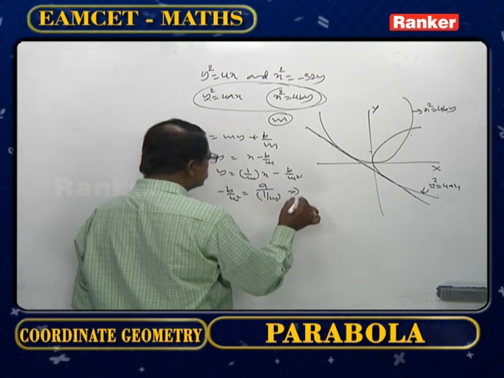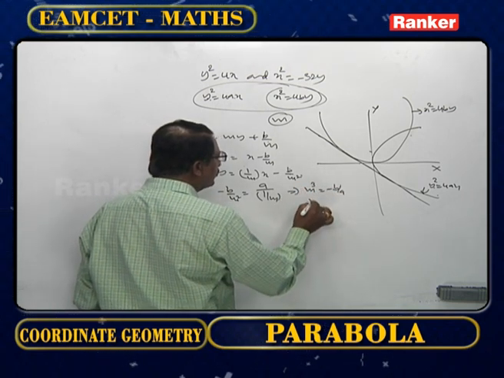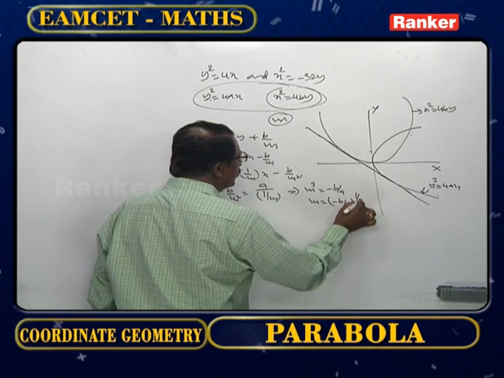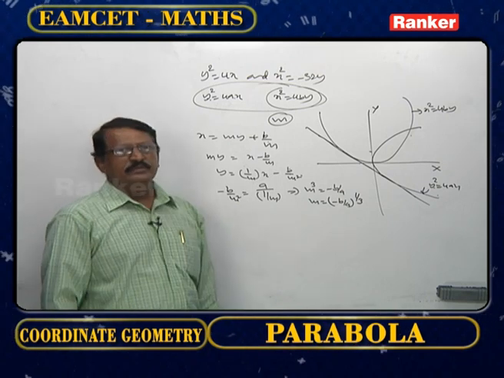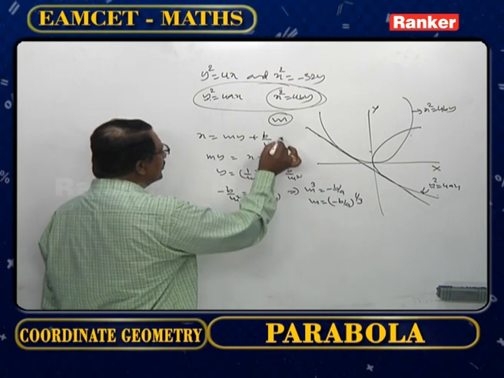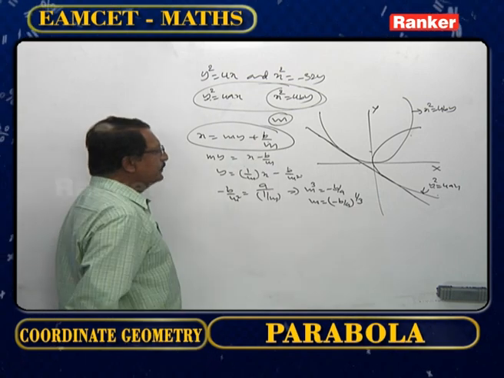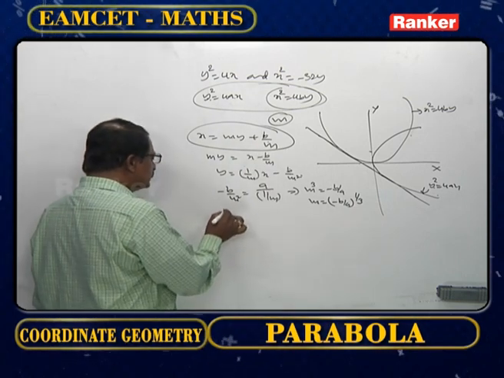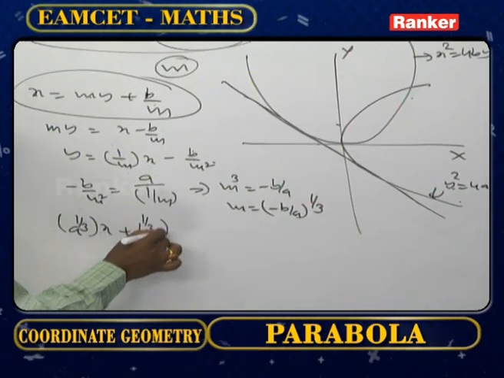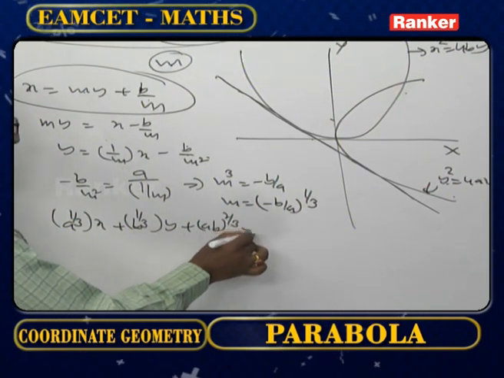This implies m cube equals minus b by a, or m equals minus b by a whole to the power of 1 by 3, the cube root of minus b by a. Now substituting this value of m in the equation x equals my plus b by m, we get the common tangent equation: a power 1 by 3 into x plus b power 1 by 3 into y plus ab whole power 2 by 3 equals 0.